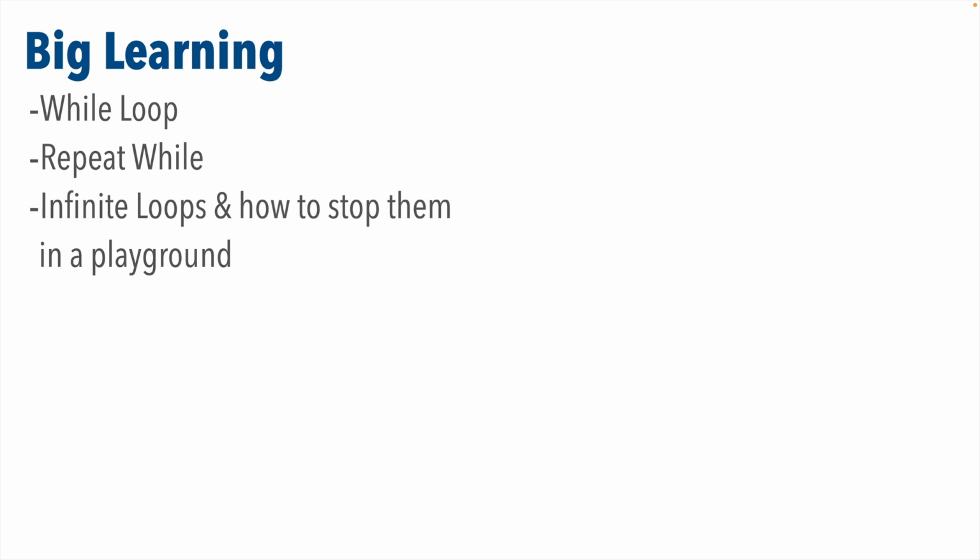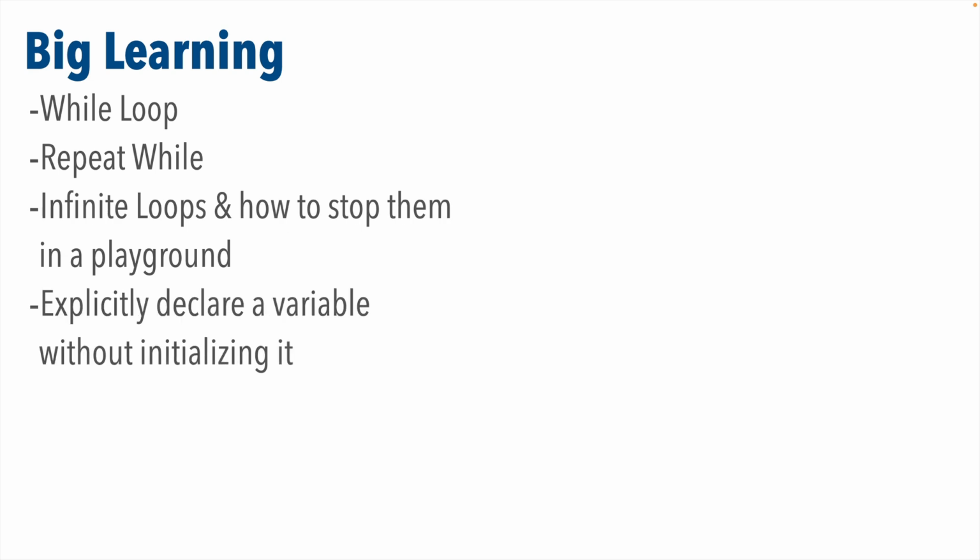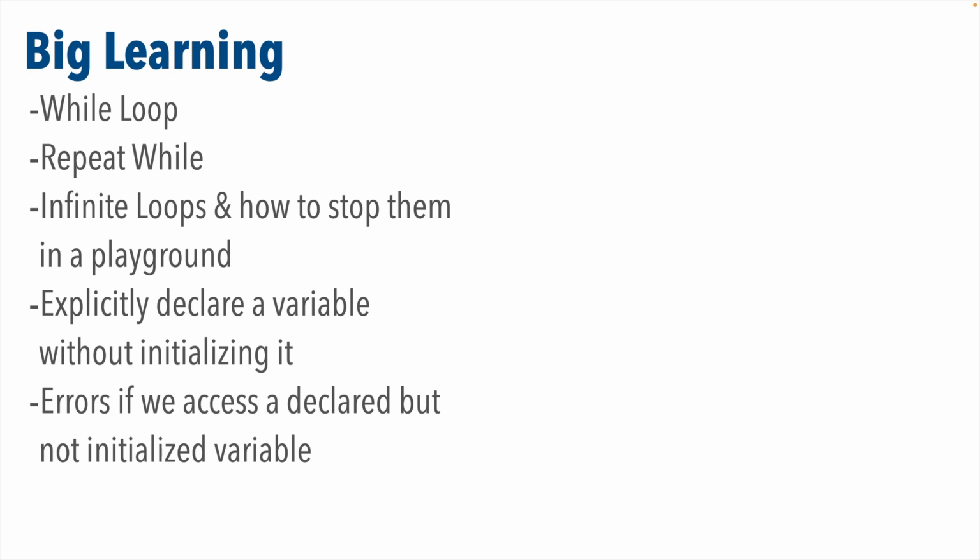The big learning continues. We learned to use the while loop and the repeat-while loop. We learned about infinite loops and how to stop them in the playground. We explicitly declared a variable without initializing it, and we saw the kinds of errors that might occur if we access a declared but not initialized variable.